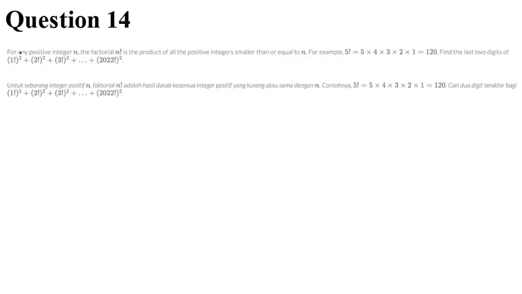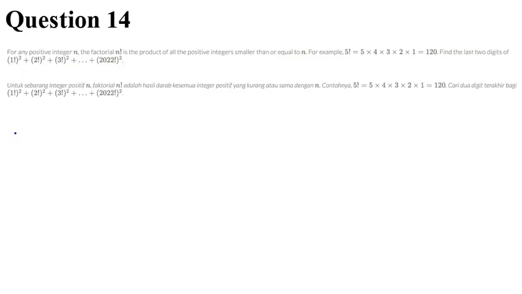Question number 14. For any positive integer n, the factorial n factorial is the product of all the positive integers smaller than or equal to n. For example, 5 factorial is 5 times 4 times 3 times 2 times 1, which is 120. Find the last two digits of this number.